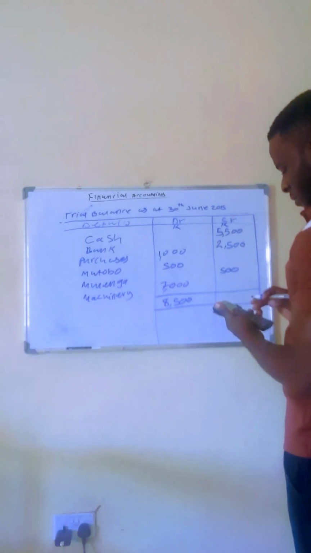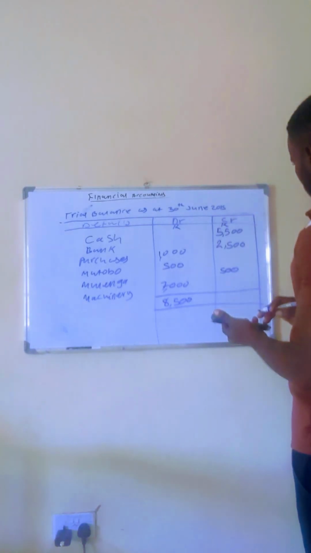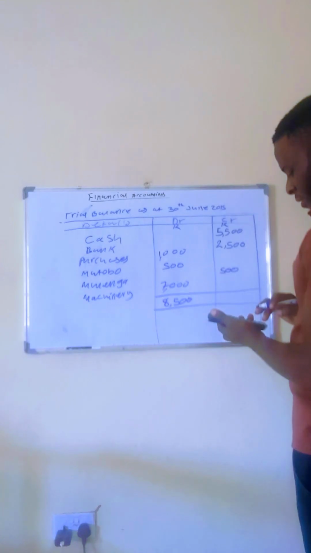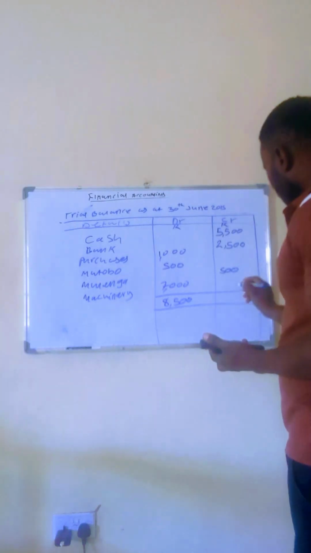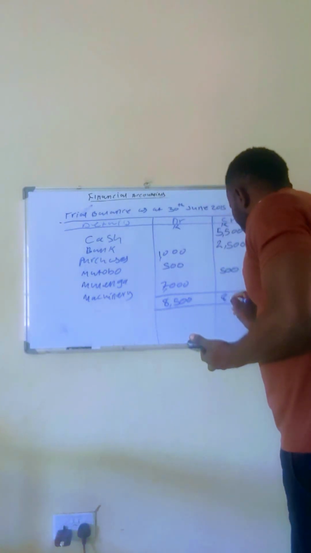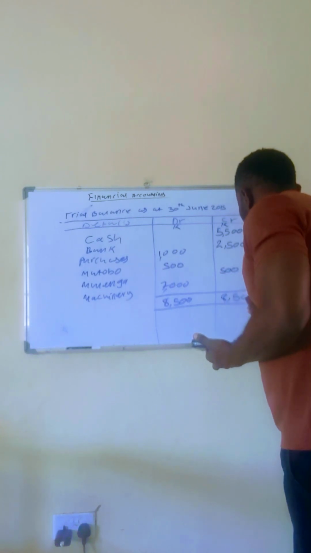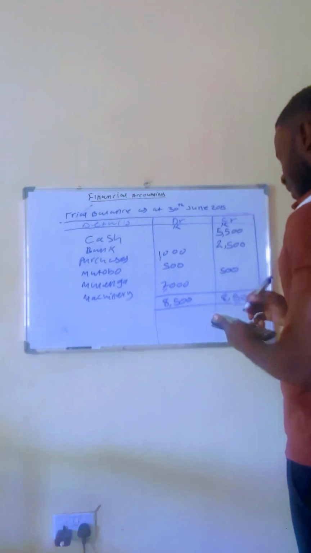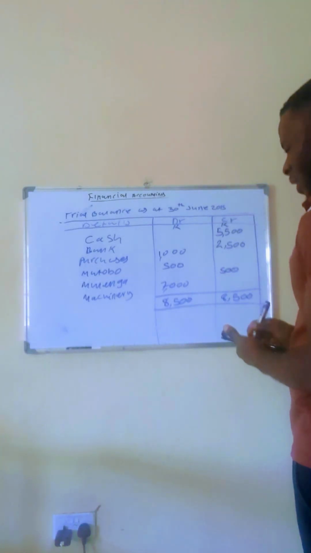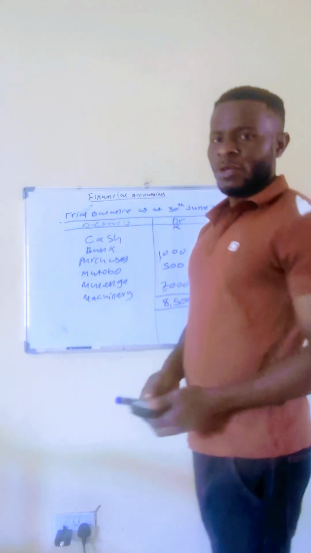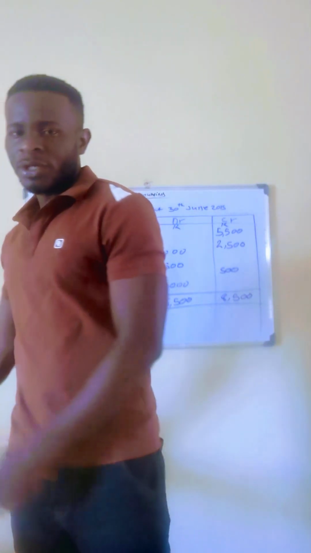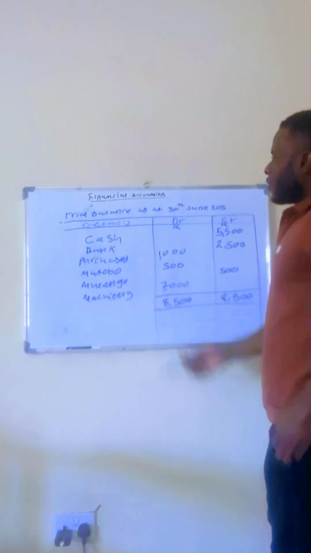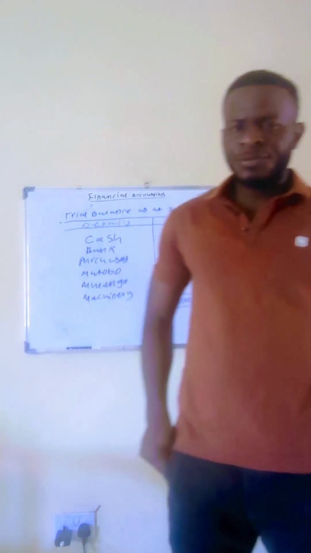Let's see. We have 5,500, we have 2,500, we have 500. Yeah, so even here the figure is 8,500. So it has balanced, meaning our transactions were correct. There were no errors. This is what is expected of you to do as well. So this is how we extract the trial balance.